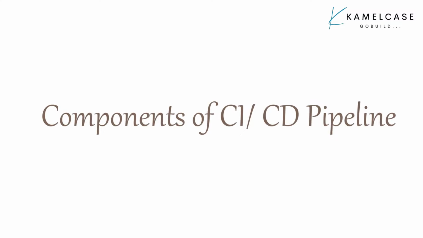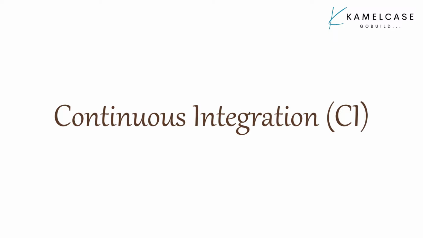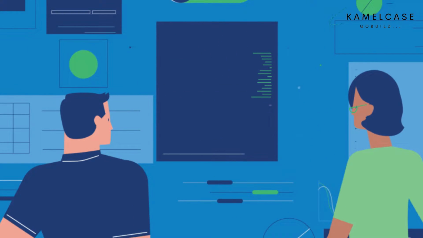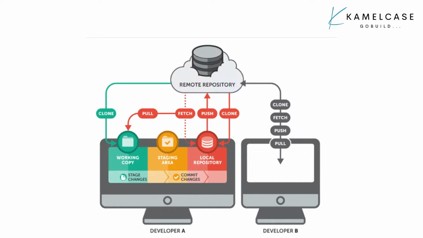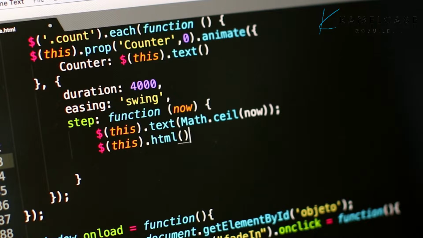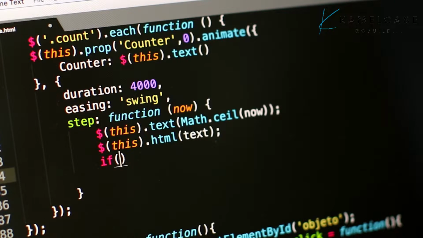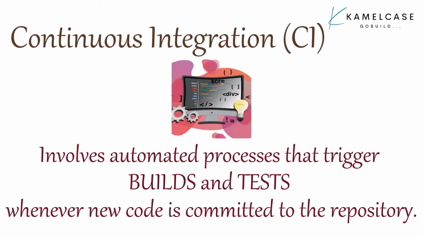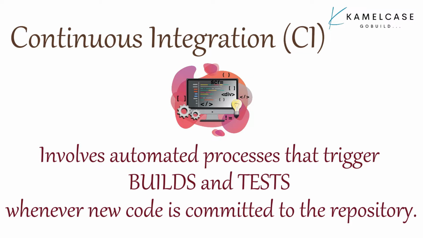Let's break down the components of a CI/CD pipeline to understand it better. Continuous integration. It focuses on frequently integrating code changes from multiple developers into a shared version control repository. The main objective is to identify integration issues and bugs early in the development cycle, preventing larger and more complex issues down the line. CI involves automated processes that trigger builds and tests whenever new code is committed to the repository.